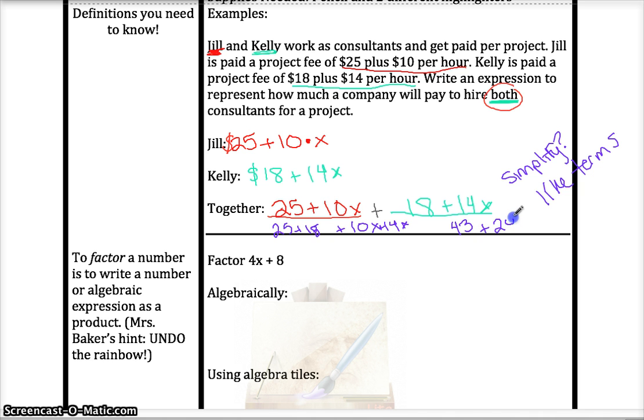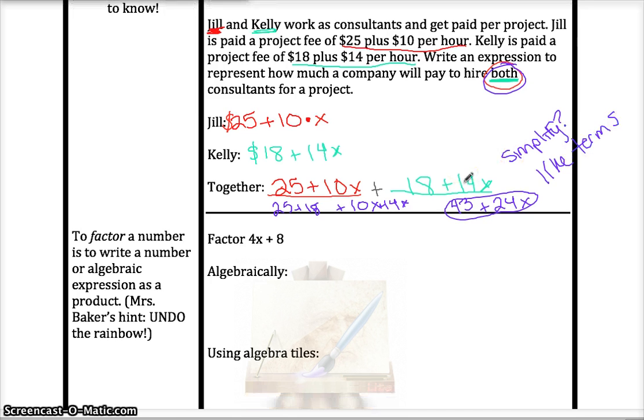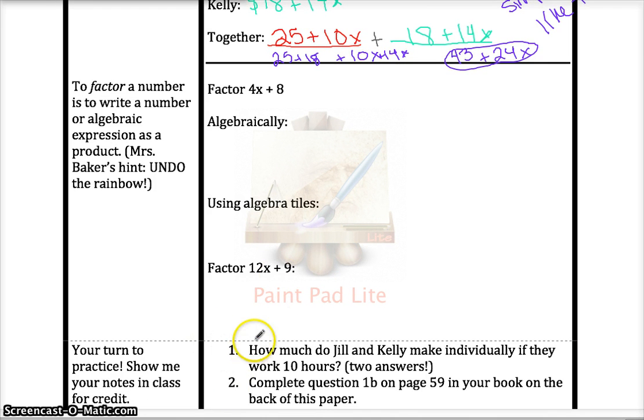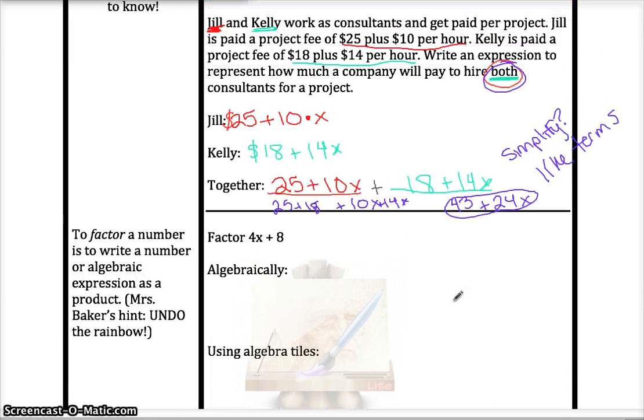So this expression right here in purple is how much it would cost to hire both consultants for the project. So 43 plus 24x, or you can switch it and do 24x plus 43. Both answers are correct. Okay, so you have a couple of additional questions to answer about Jill and Kelly on questions 1 and 2 for your practice. And please note that question 2 is question 1B on page 59 in your book. And I'd like you to complete it on the back of this paper so I can check that in class.